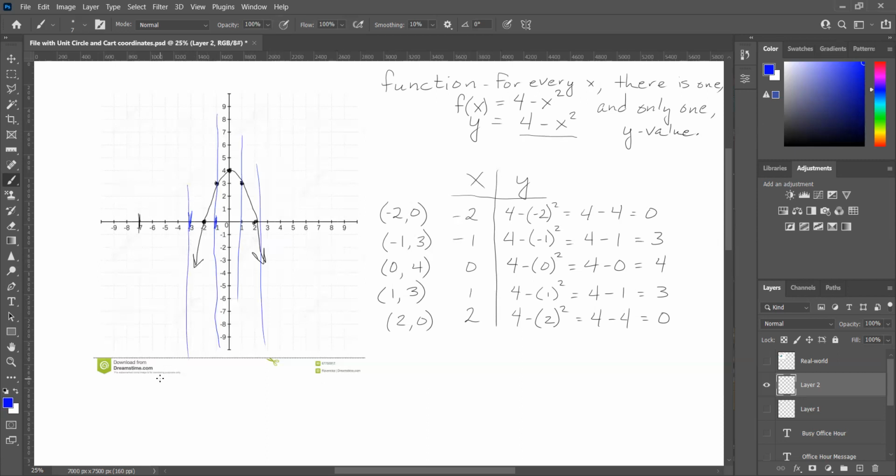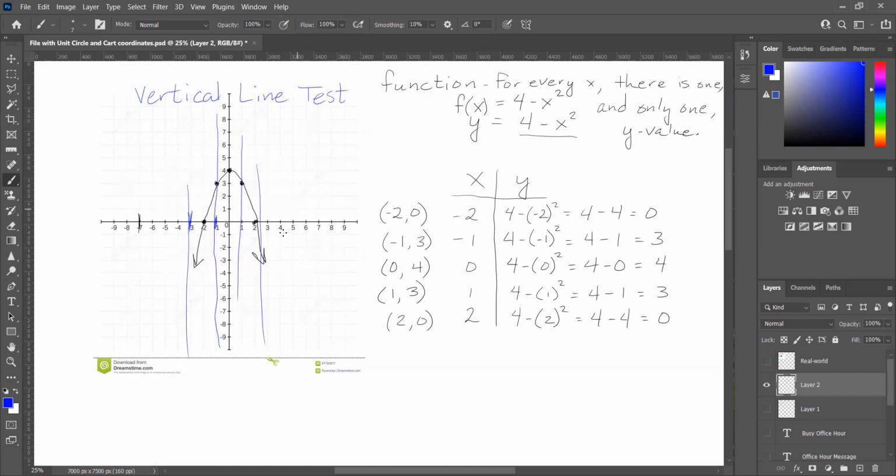So if you can draw a vertical line, actually a whole set of vertical lines, and they only cross the graph in one place, that's proof that we had a function, because at the x value associated with that vertical line, it only has one y value. They call this the vertical line test. And it's a quick way to check if you have the graph of a function or not.